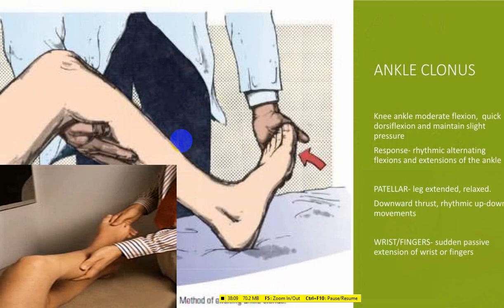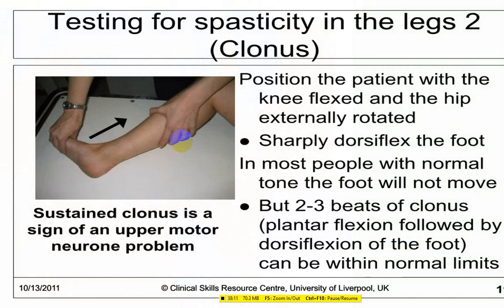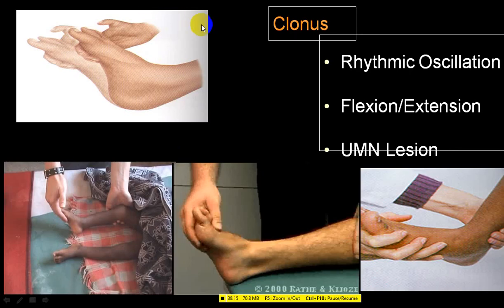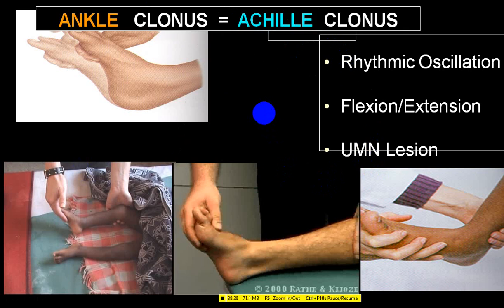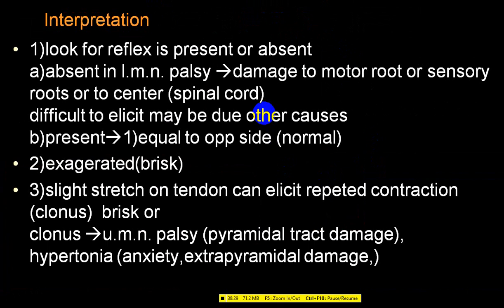So this is the way you try to elicit the ankle jerk. We have got a nice clip. We'll be showing you that. So clonus, if it is elicitable, it is in favor of upper motor neuron. We say that hypertonia ending into ankle clonus. And you can elicit also patellar clonus.